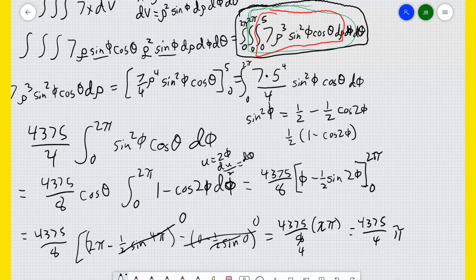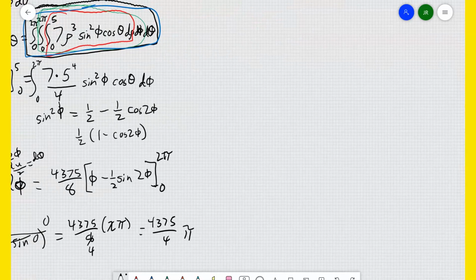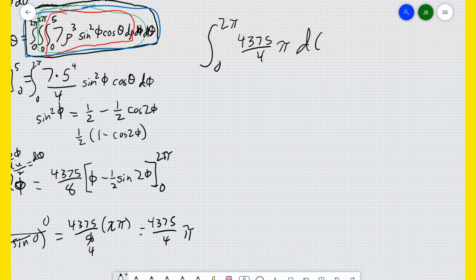Now we've got to go to the third integral. So finally, this last outer integral is going to be the integral from 0 to 2 pi of 4375 over 4 pi d theta.